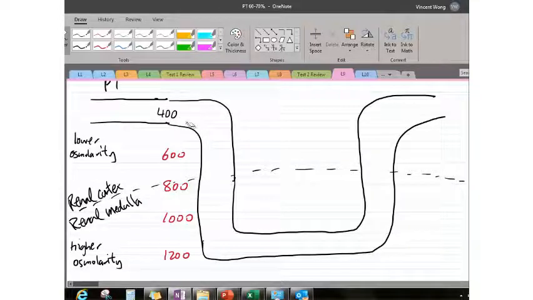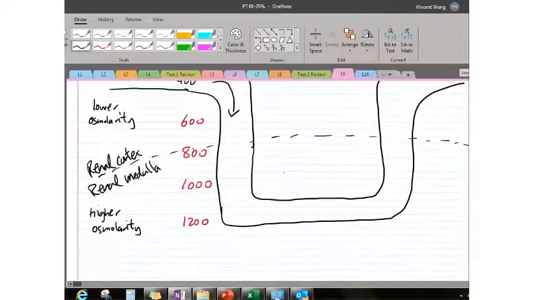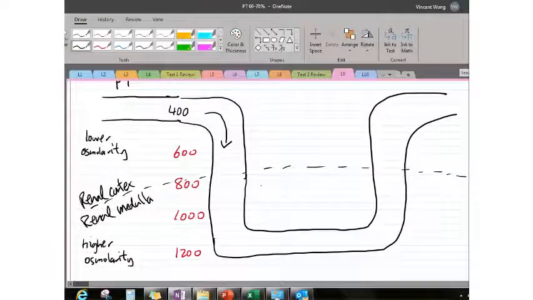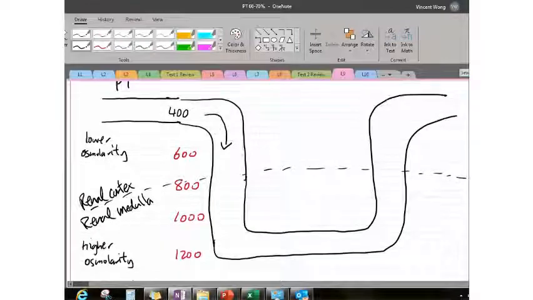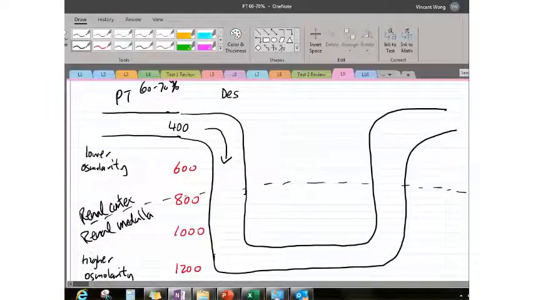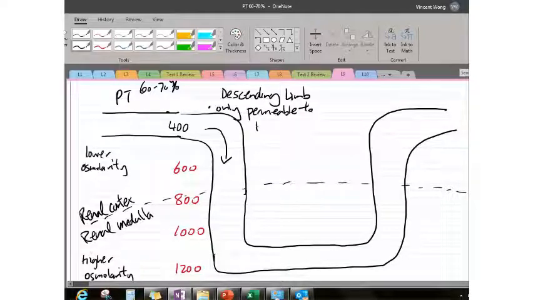We are going to see what happens when the filtrate goes down the descending limb. On the way down, the walls of the nephron are only permeable to H2O. Let me put that down for you: descending limb, only permeable to H2O. That means only water can move in or out.